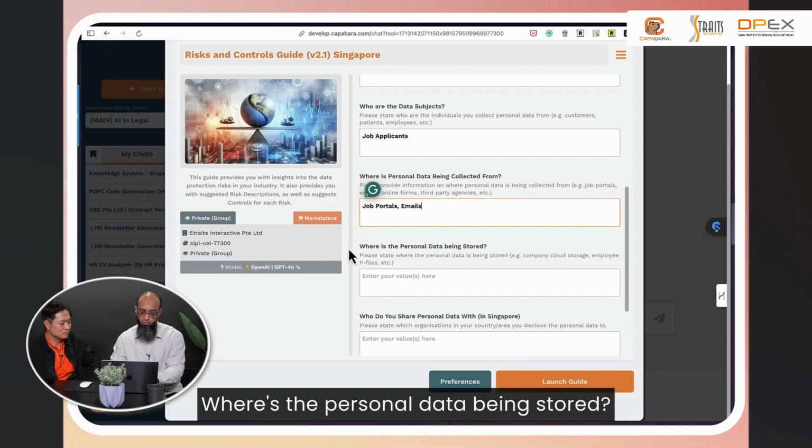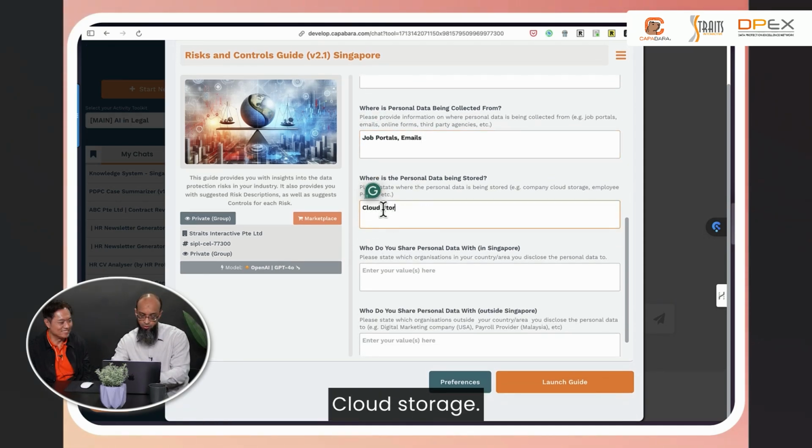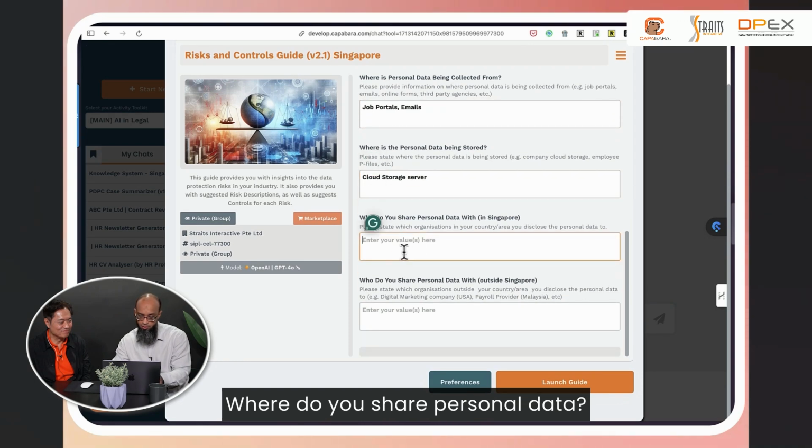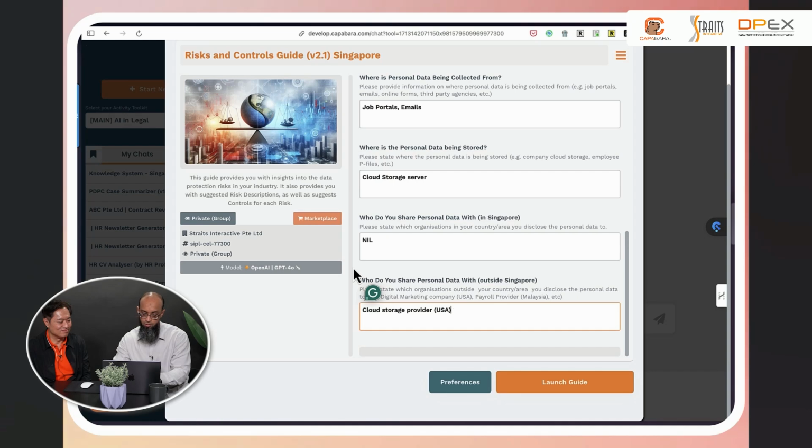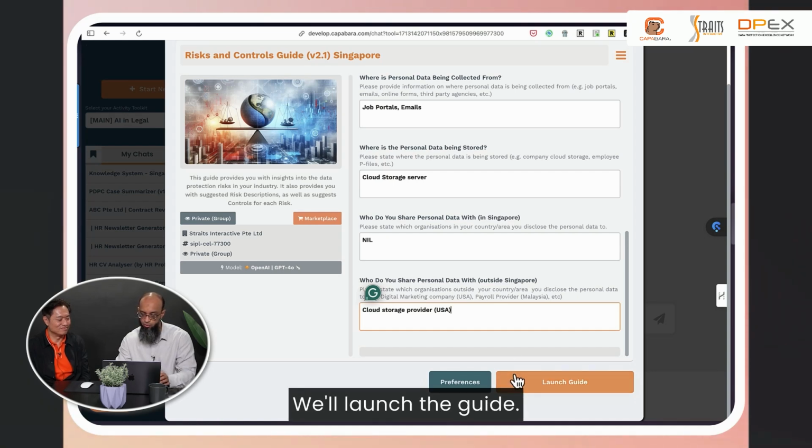Where is the personal data being stored? Cloud storage. Where do you share personal data? Whether it's in Singapore, I'll indicate nil. And who do you share personal data with outside Singapore? Maybe I could indicate a cloud storage in the US. Okay, so here we go. We'll launch the guide.